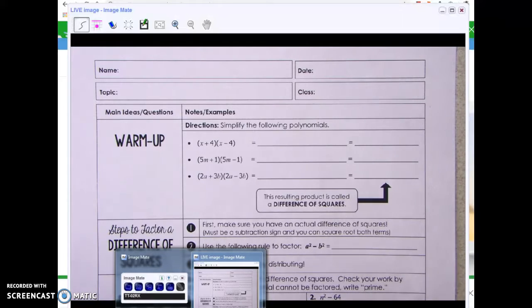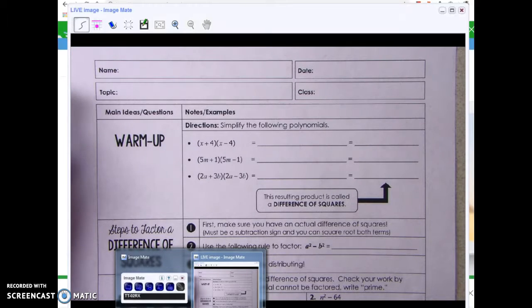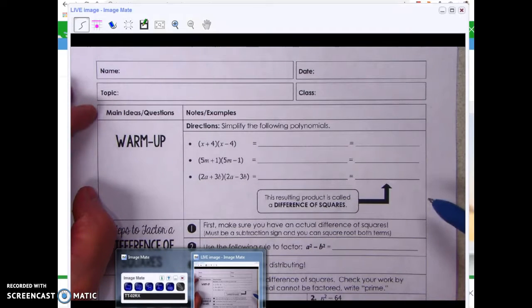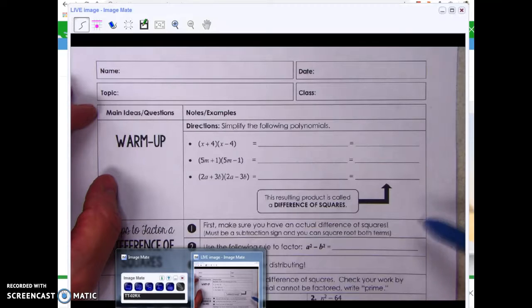Good afternoon. Today there is a substitute in the classroom, so you're going to keep learning. What you're going to be doing is learning the steps to factor the difference of squares. A lot of you may have started this lesson on Friday after you took the test, so hopefully you still have the packet and you're taking it out and just continuing on.